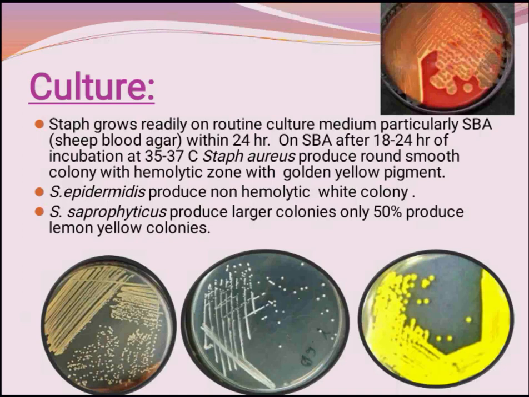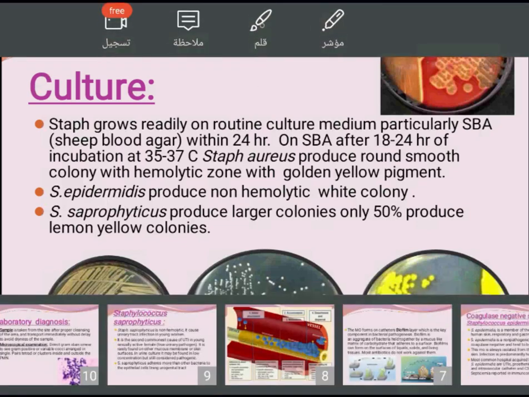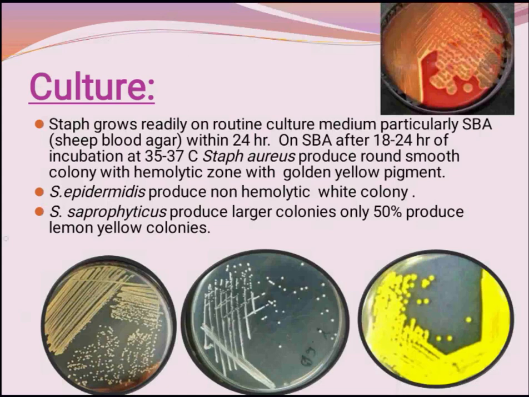After 24 hours of incubation of the microorganism at 35 to 37 degrees centigrade, Staphylococcus aureus will produce round, smooth colonies with golden pigment on nutrient agar and with hemolytic zone on blood agar. So on nutrient agar, Staphylococcus aureus will form golden yellow colonies, particularly when the culture is left at room temperature. On blood agar, it also will form golden yellow colonies with a clear zone.